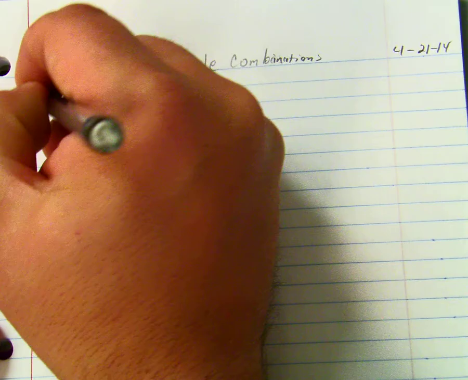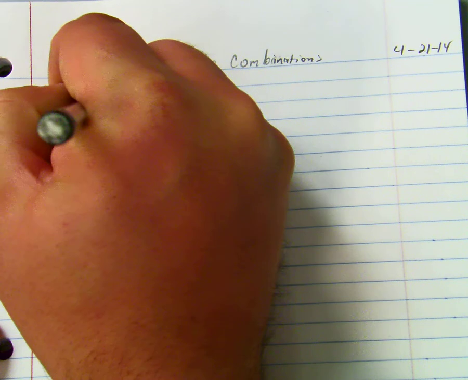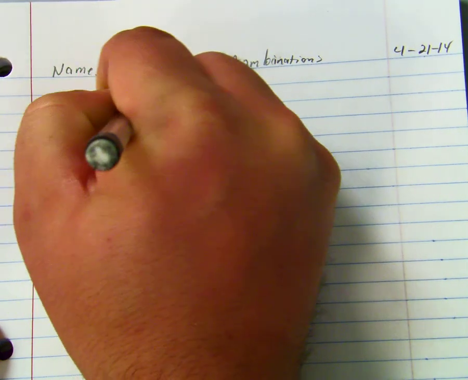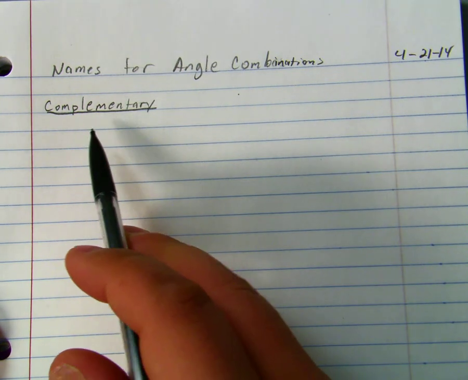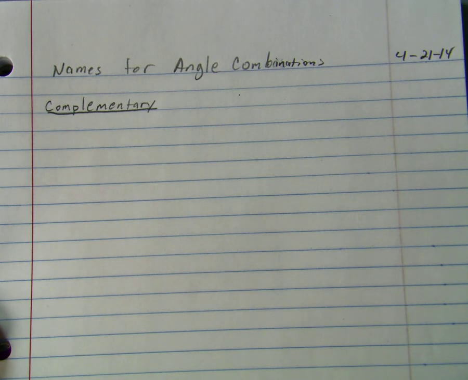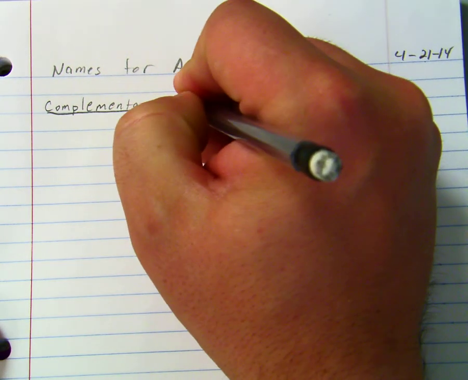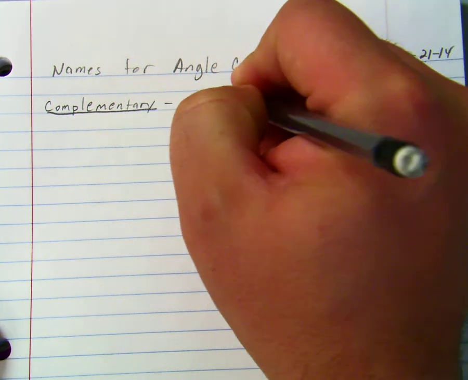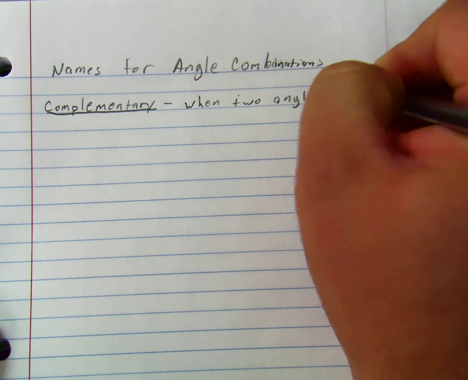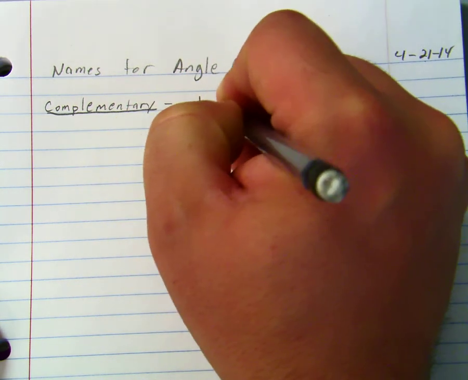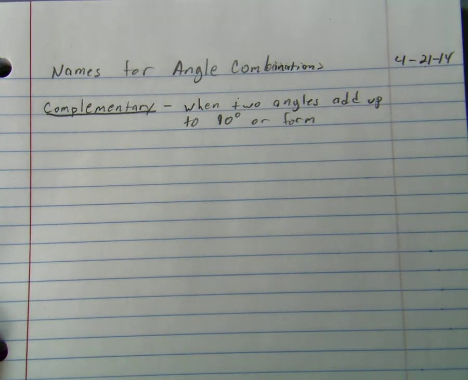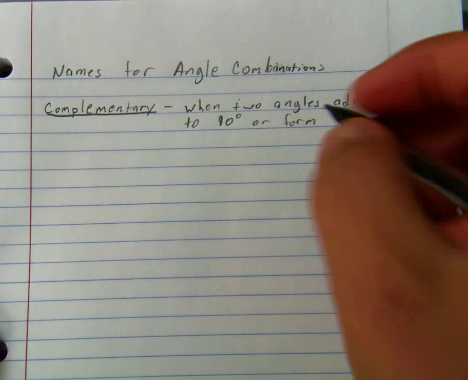First thing we're going to start with is complementary angles. Now, complimentary as in being nice to somebody and paying them compliments has an I here rather than E. Not that it matters to you, I just thought it was worth mentioning. Complementary is when two angles add up to 90 degrees. Or they form what type of angle? Anybody? A right angle.